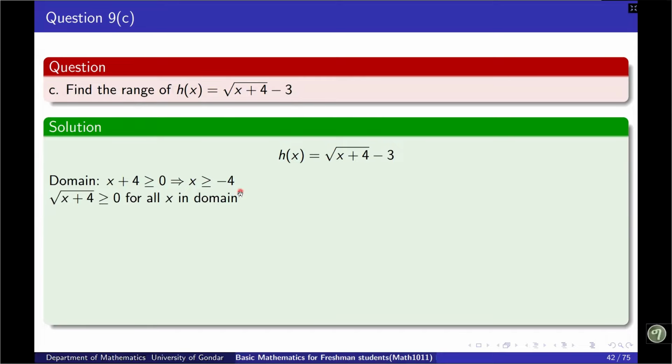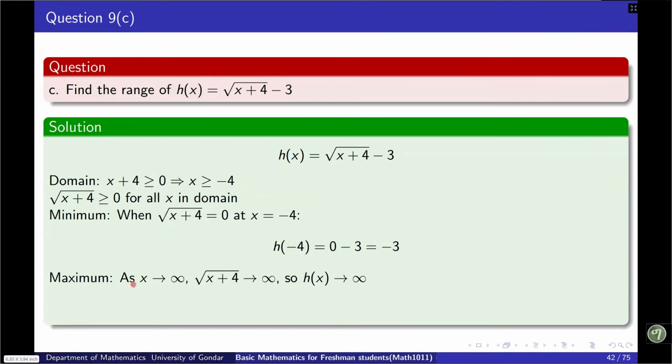Then this is for all x in the domain, and the minimum value of this could be, the square root would be minimum whenever it is 0, so that it could be 0 whenever x = -4. But h(-4) = 0 - 3, which is -3. Therefore, the minimum value of the function h(x) is -3.